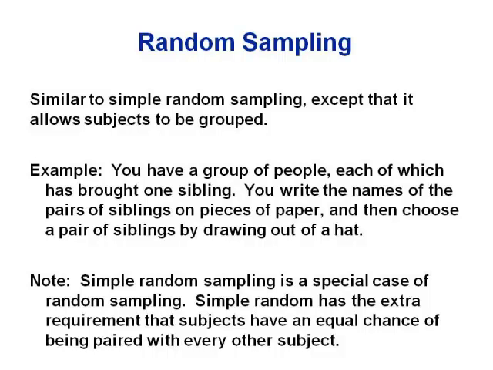Simple random sampling is also random. It's a special case that's more restrictive. So random sampling in general just means that everyone has the same chance of being chosen. Simple random sampling means not only do I have an equal chance of being chosen, but I also have an equal chance of being paired up with every other person in the room.